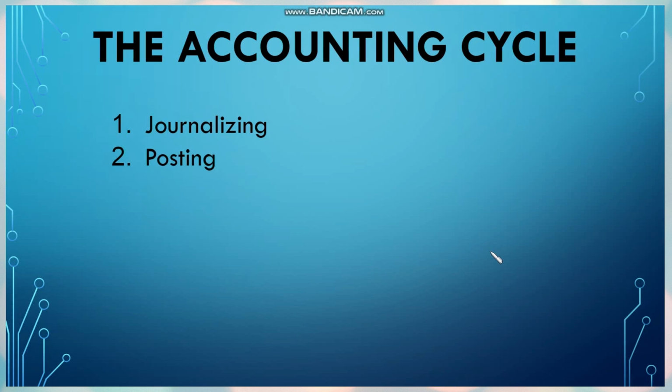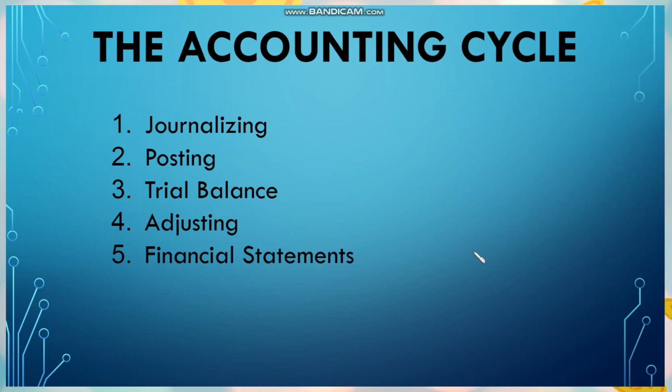The second step is posting. We post the journal entries that we have entered in our journals and transfer them to the general ledger. The third one is the trial balance. We prepare the trial balance from the amount or balances that we get from the ledger. Adjusting is the fourth one, is when we adjust the ledger balances. Fifth is financial statements. We make the income statement and also the balance sheet based on the adjusted trial balance.